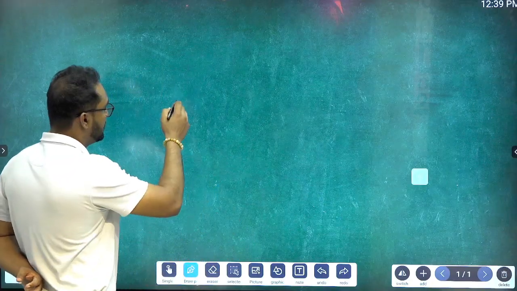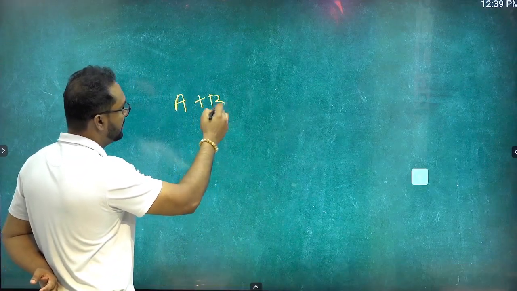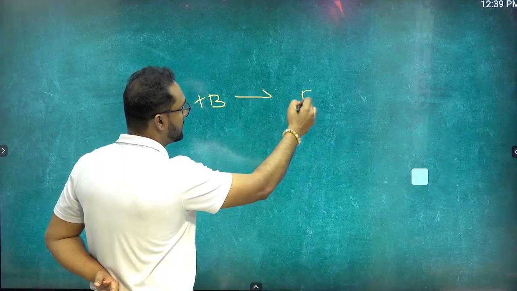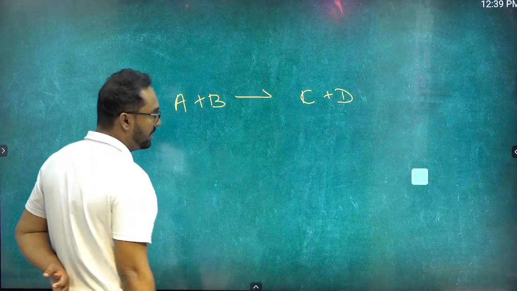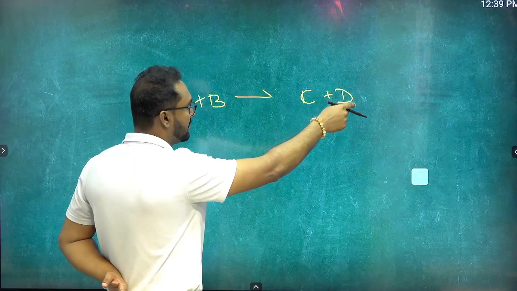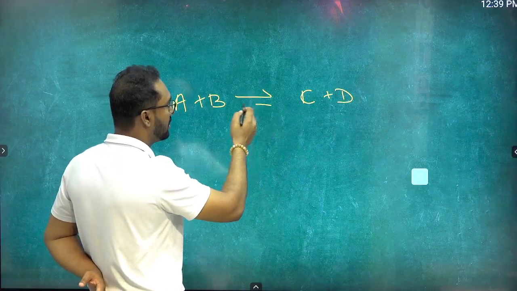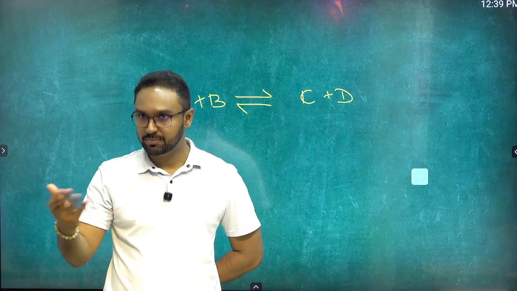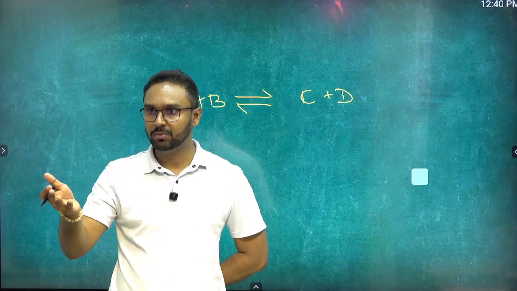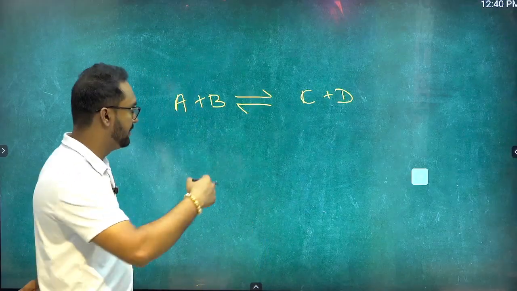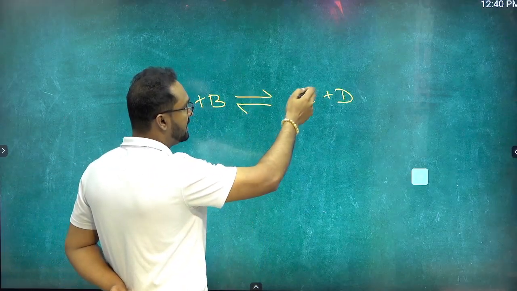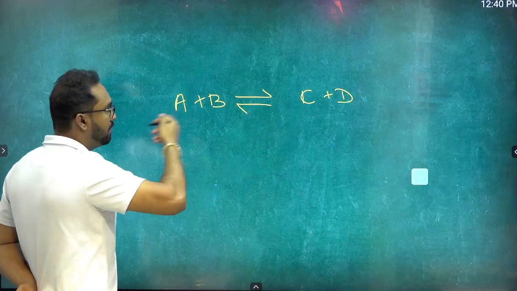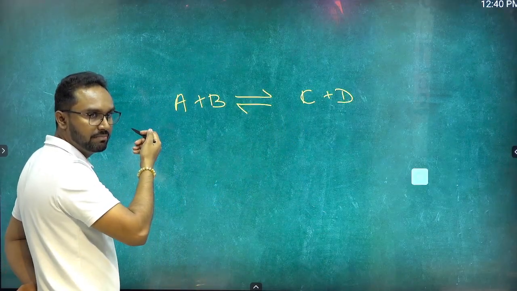Reversible reactions are, in the sense, A plus B reacts and produces C plus D, and the C plus D again reacts and produces A plus B in reverse. That is a reversible reaction. It happens both ways, which means A plus B producing C plus D is the forward reaction, and C plus D reacting and producing A plus B in return is the backward reaction.